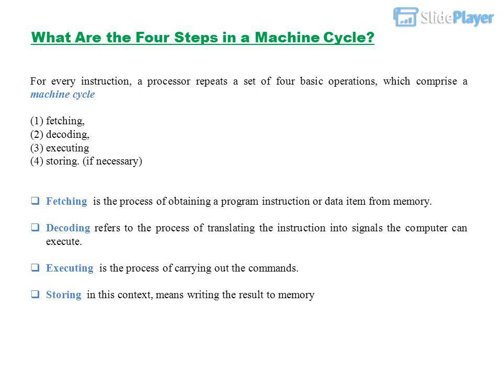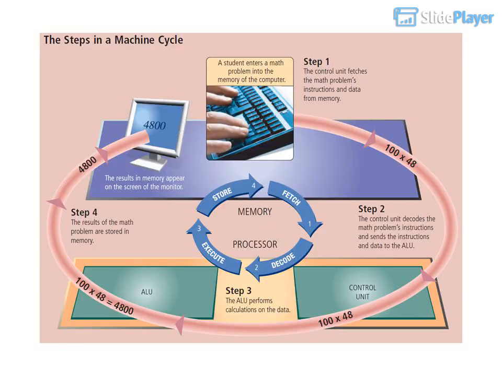Fetching is the process of obtaining a program instruction or data item from memory. Decoding refers to the process of translating the instruction into signals the computer can execute. Executing is the process of carrying out the commands. Storing in this context means writing the result to memory.